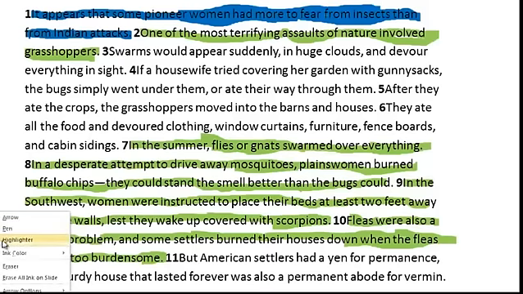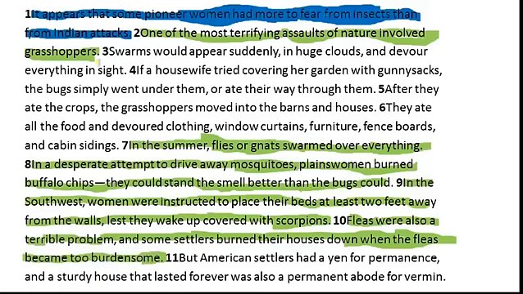Now we also have minor detail in this paragraph, and so in the minor detail, what we're doing here is, first of all, in this first major supporting detail about grasshoppers, we have more specific information about grasshoppers. So the grasshoppers swarmed in huge clouds and devoured everything in sight. It's giving us more information about grasshoppers, so that's minor support. If a housewife tried to cover her garden with gunny sacks, the bugs, which ones? The grasshoppers, simply went under them or ate their way through them.